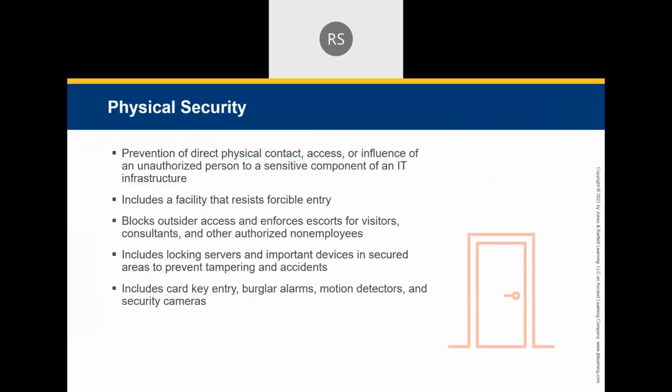Securing equipment is another key component of physical security. You want to make sure that your servers are locked and important devices are stored in secured areas. This is done to prevent tampering and accidents or theft. Now, a couple ways you can do this is you can utilize cabinets, cages, or rooms with restricted access for those critical infrastructure components.